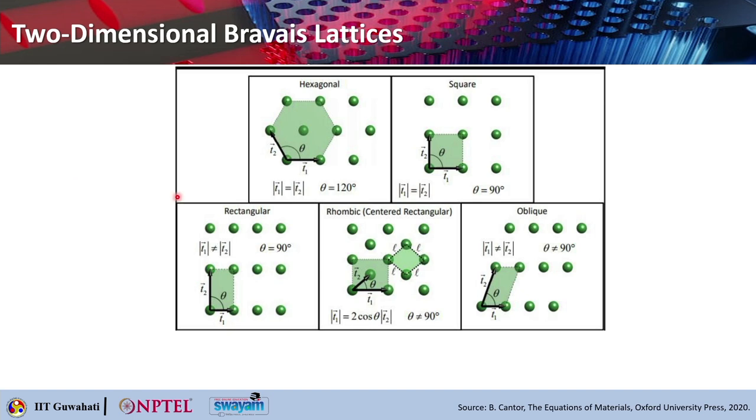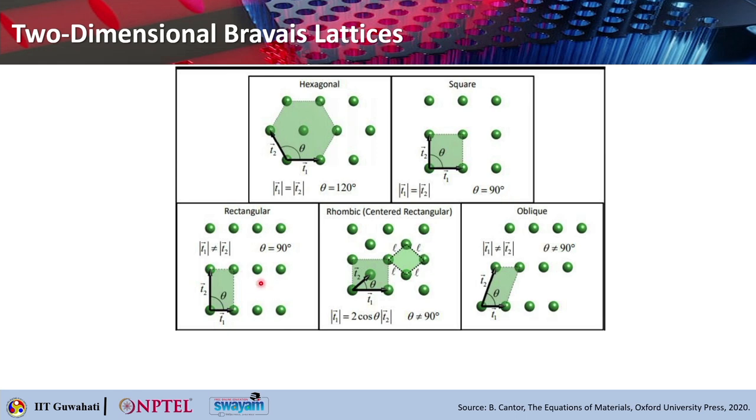So, here are some examples of two-dimensional Bravais lattices. You can see here, this is a hexagonal lattice where the atoms, or the unit cells, are all arranged in a hexagonal array. When you say hexagonal array, these two vectors T1 and T2 are of equal length, but the angle between them will be 120 degrees. Okay? In case of square, the lattice is basically square. So, the distance from here to here and here to here will be the same. Again, you can say the modulus of T1 vector and modulus of T2 vector will be equal, and in this case the angle between them, theta, is equal to 90 degrees.